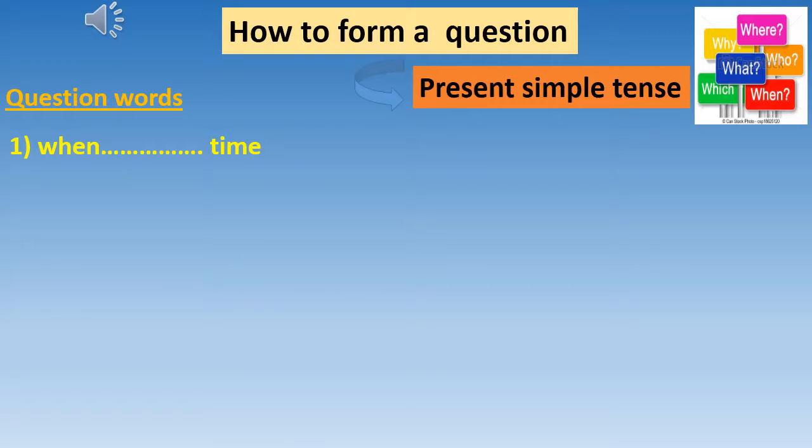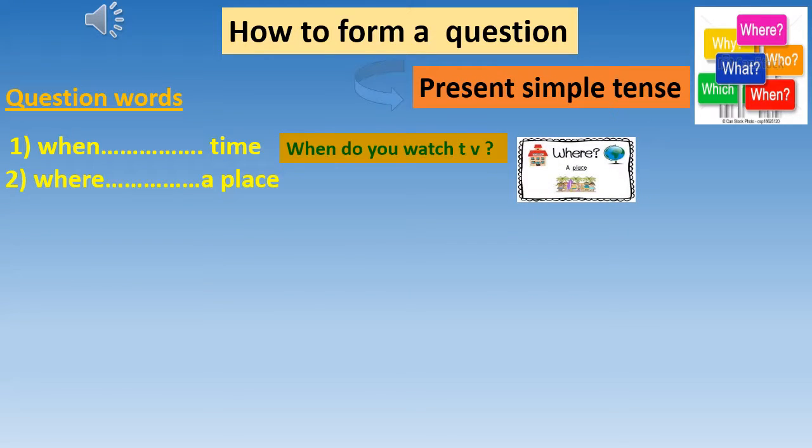When. I'm using when I'm asking about time. Like, when do you watch TV? Number two, where. Where. I'm using where when I'm asking about a place. Like, where do you live?